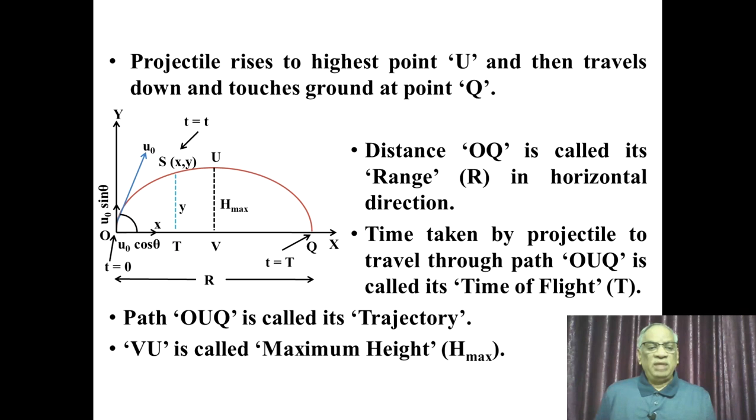So the distance traveled in the horizontal direction, that is the distance between the points O and Q, OQ, is called the range of the projectile, and the path taken by the projectile, OUQ, is known as trajectory of the body, and the maximum height VU is called the maximum height reached by the body. So these are the three terms, and also the time taken by the projectile to travel from starting point to end point is the time of flight, capital T.